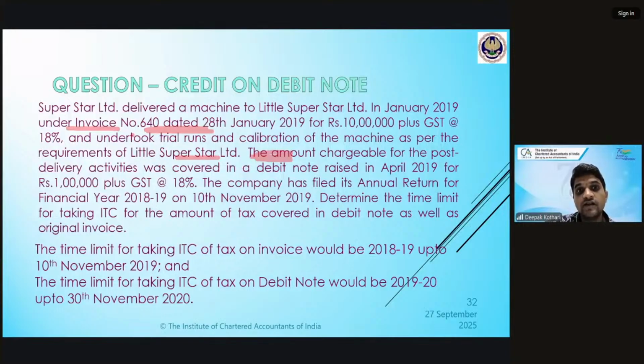So this is a 2018-19 invoice and the debit note is April 2019, which is 2019-20. So for a debit note, it will be 30th November or the annual return, whichever is earlier. Correct. But since here the annual return has not been filed, it means that they will file the annual return on their regular due date, which is 30th or 31st December. Correct. So practically it will be 30th November itself.